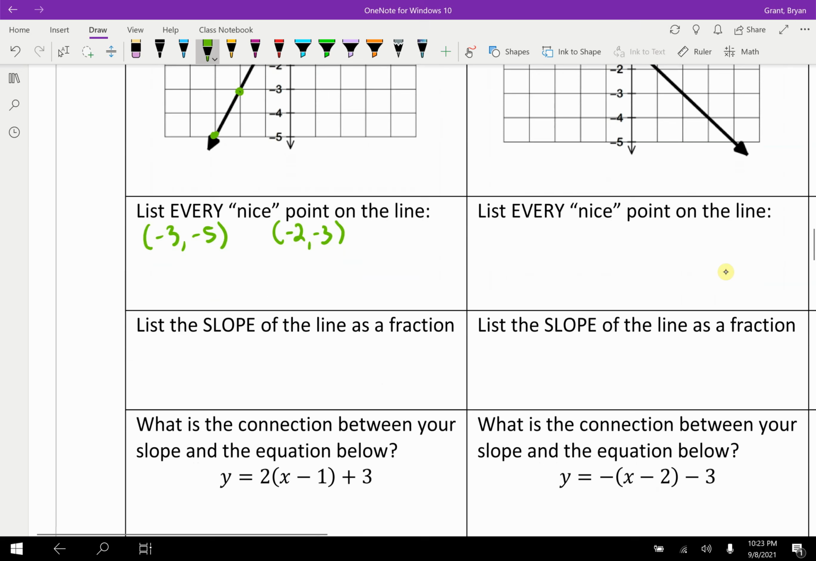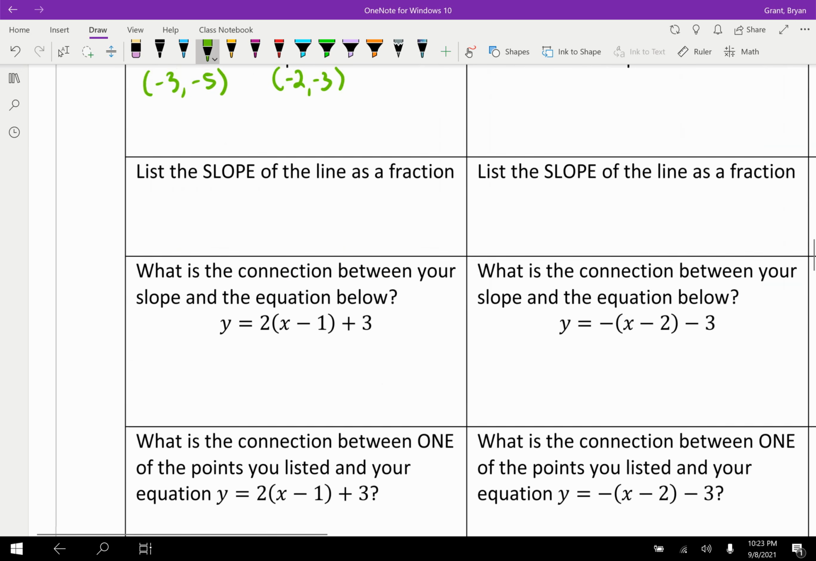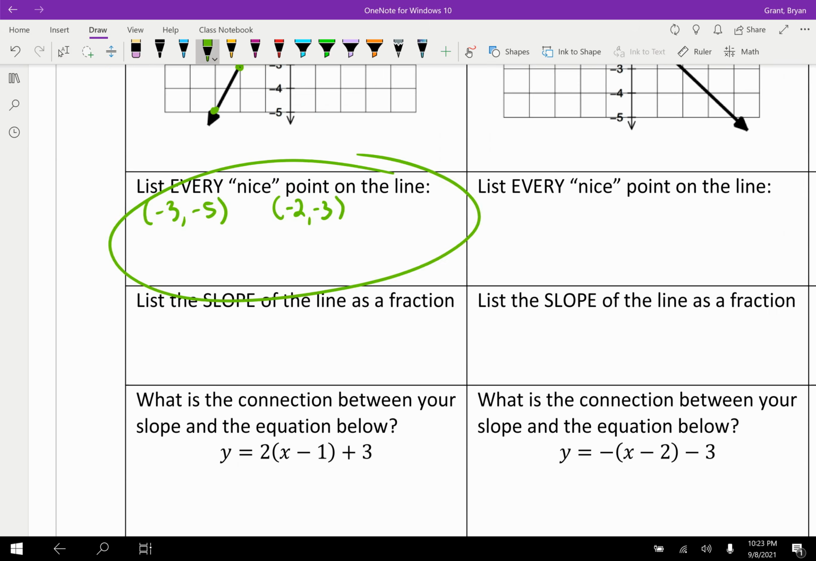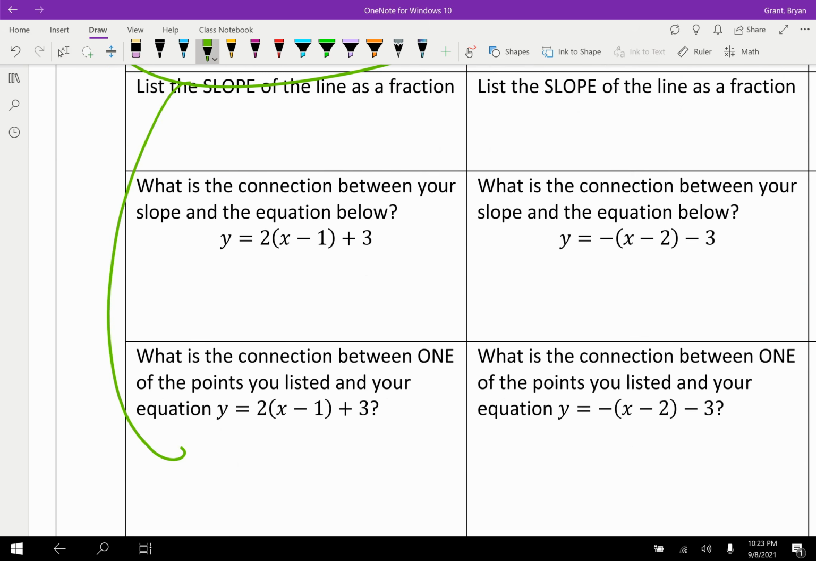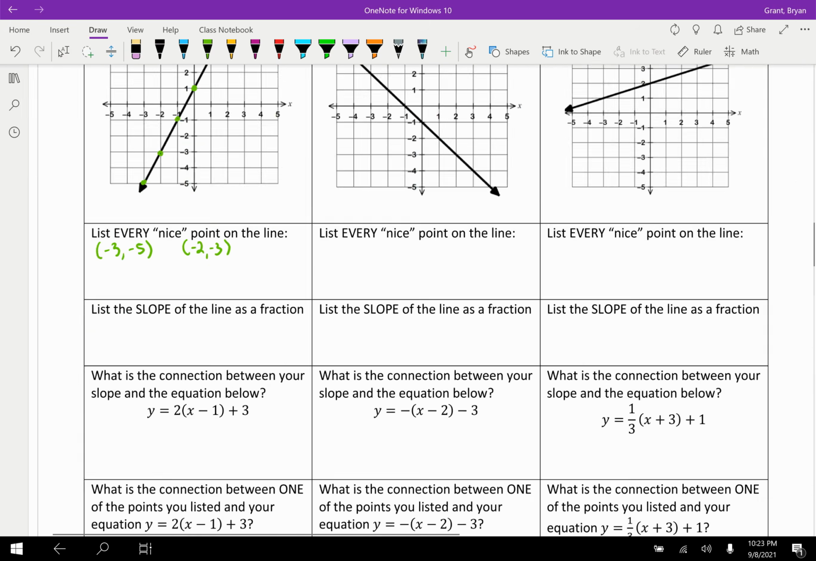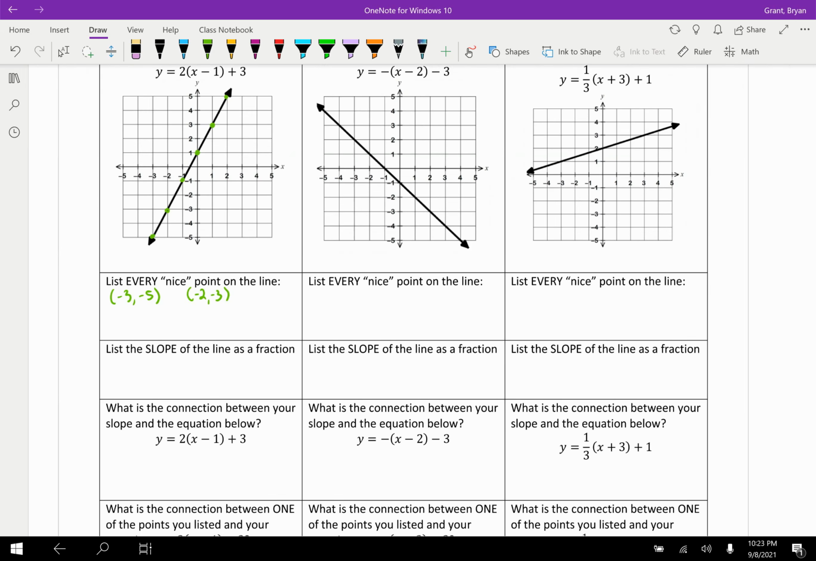You have to calculate the slope, and then you're going to make connections. You're going to look at the slope and think, does anything in this equation match the slope? And then you're going to look at the points that you listed up here and think, do any of the points match the equation? So go ahead, take a few minutes, try this for all 3 of these, and then you can come back and watch me go through it and see how you did. Ready, set, go.